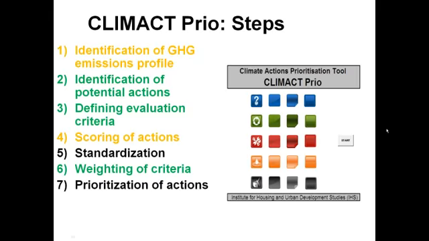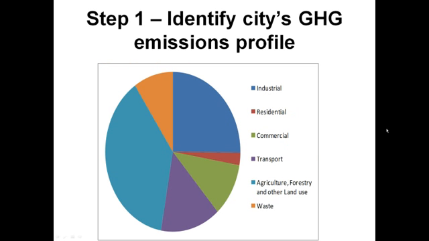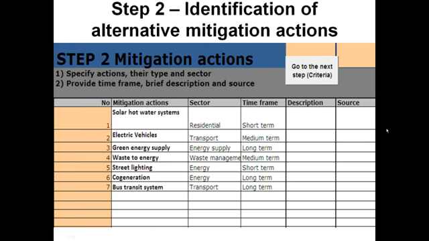So let's go quickly through the steps just to see how they look in the tool. As I said before, to give you a kind of visual effect on that. So first step, to identify cities' greenhouse gas emissions profile. This is information obtained from a greenhouse gas emissions inventory. Then identifying the alternative actions, solutions, measures, and so on.